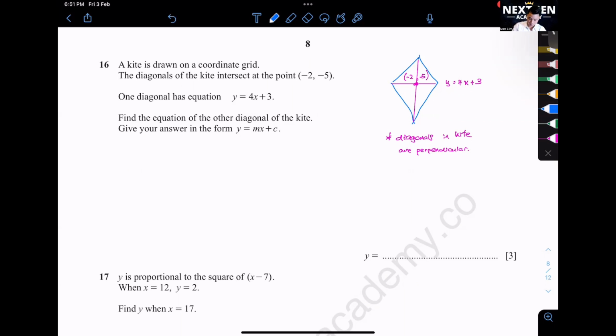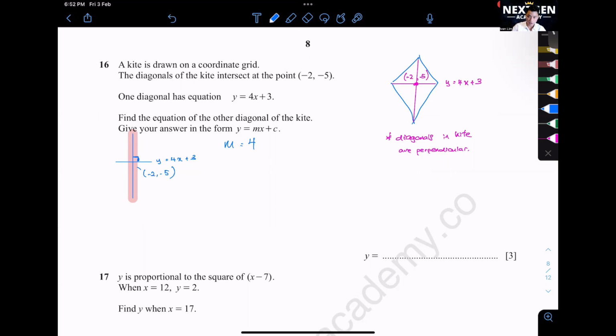I draw this out again. We know these are perpendicular to each other, we know one is y equals 4x plus 3, and they intersect at (-2, -5). They're asking us to find the equation of the perpendicular line. Number one, the gradient of the original one is m equals 4. How do I find the gradient of the perpendicular line?